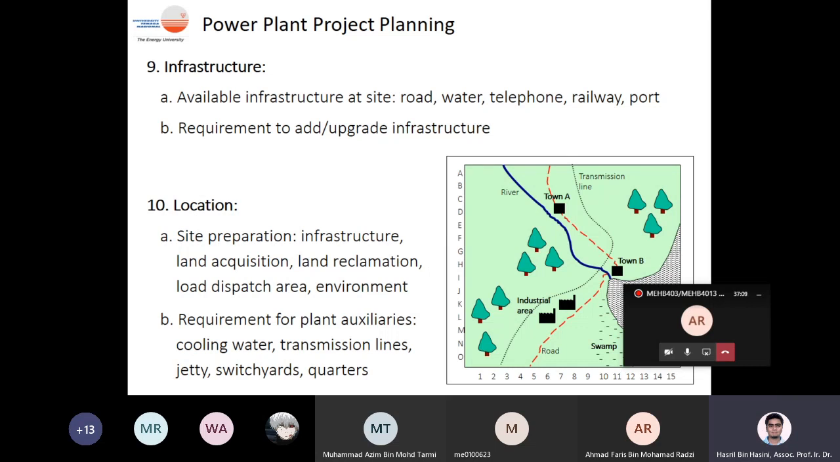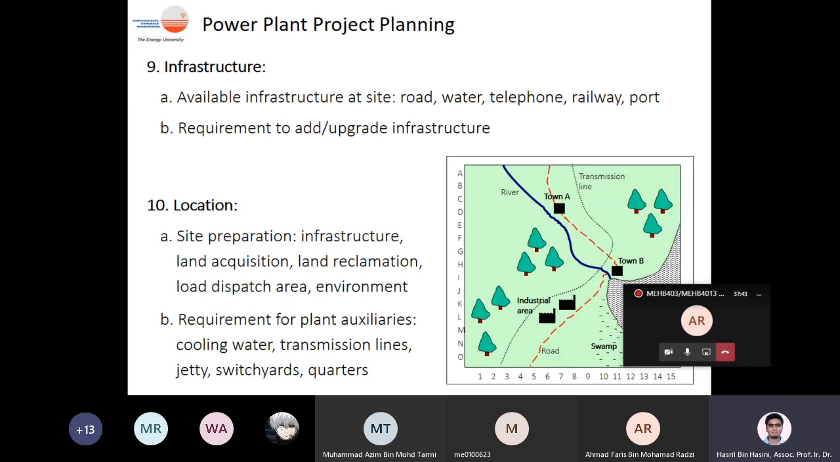You have to make sure that you have site preparation, infrastructure, and land acquisition. In this case, we always work closely with the state government. This is the most important thing. You have to make sure that you get permission from the state, and usually the state will also request some kind of agreement on what they will get out of that particular project in addition to the electricity.